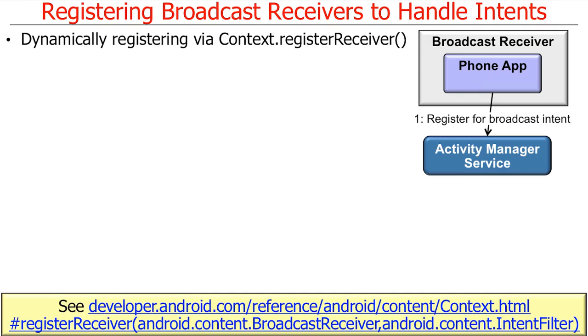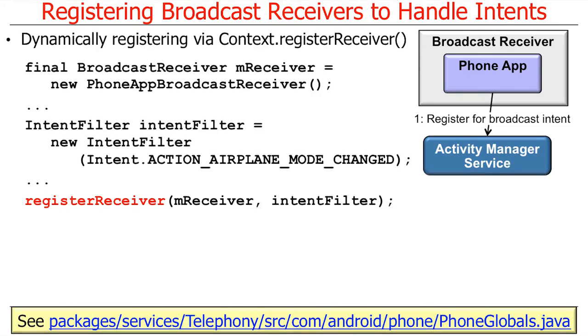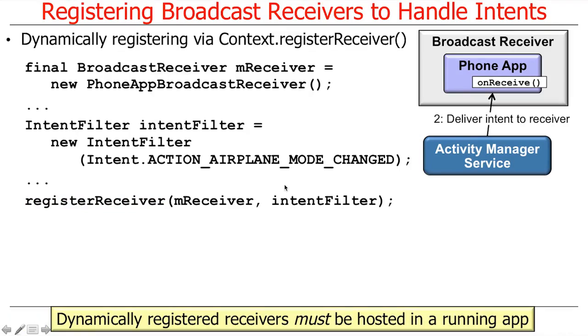We can also register receivers dynamically by using various register receiver methods. Here's another example that's also part of the phone app. This example dynamically creates a phone app broadcast receiver, sets the appropriate intent filters, such as the action airplane mode change filter, and after all these filters are set, goes ahead and registers the receiver dynamically. Dynamically registered receivers must be hosted in a running app in order for the Activity Manager service to deliver intents to those receivers.